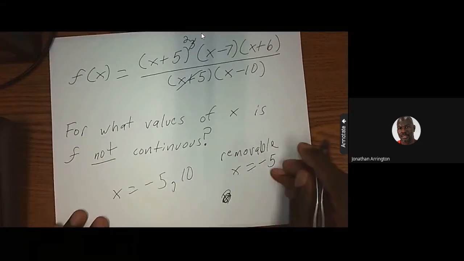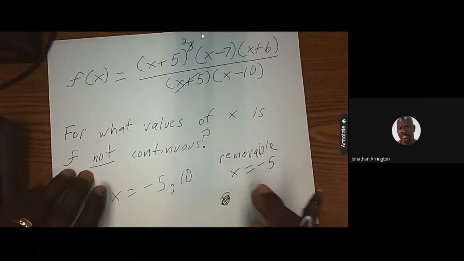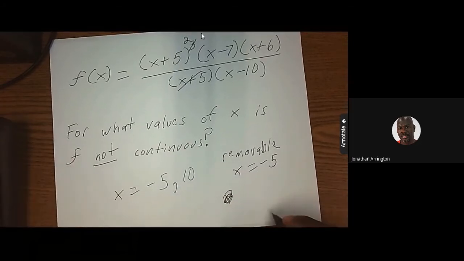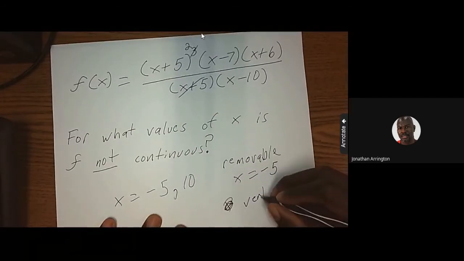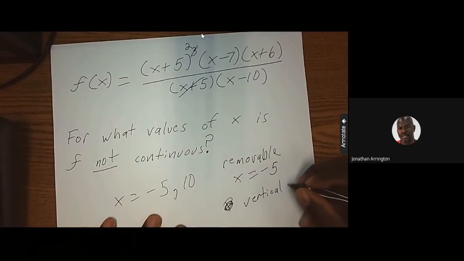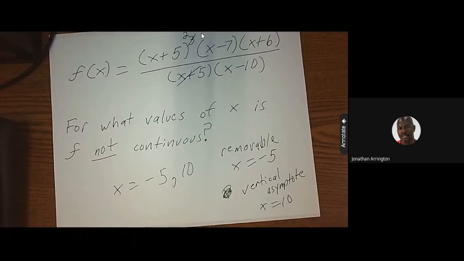Let me not write it under here. That means that x equals 10. Where is an appropriate place to write it? I guess here. I didn't want to write this whole word. So that means x equals 10 is my vertical asymptote.